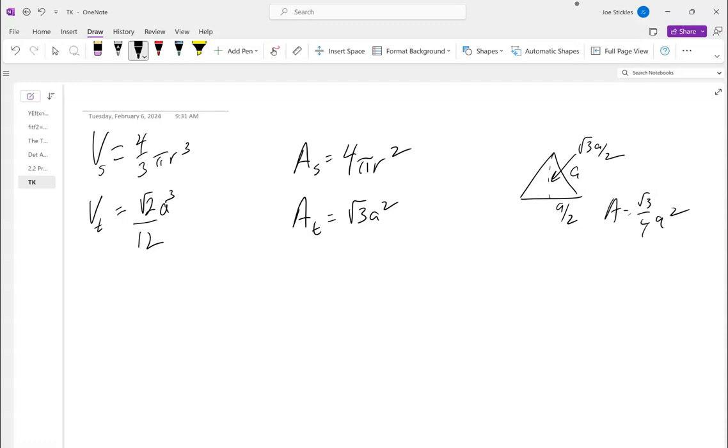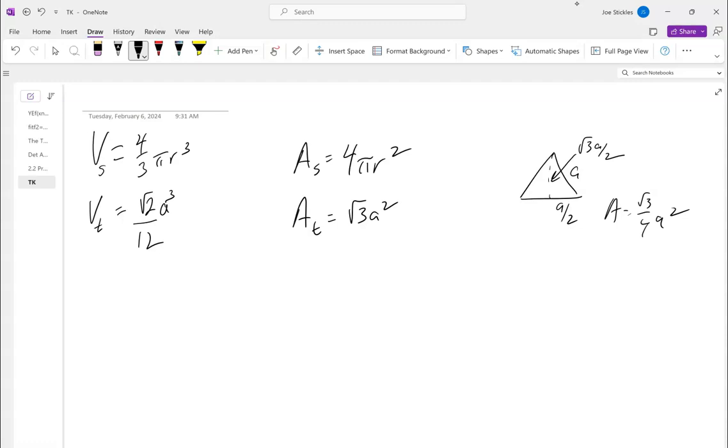I could have done the volume too. It just would have taken a little bit longer. Remember for a pyramid, your formula for volume is 1/3 the area of the base times the height. The area of the base in this case would be root 3 over 4 a squared. And then you just need to figure out the height of the tetrahedron in terms of the side length, which is not too bad of a problem to do. I know geometry.